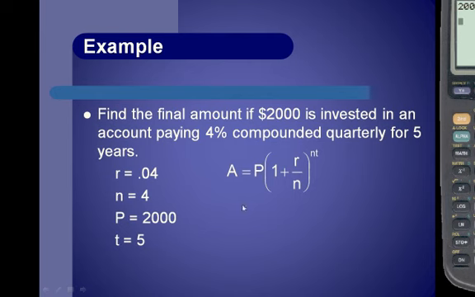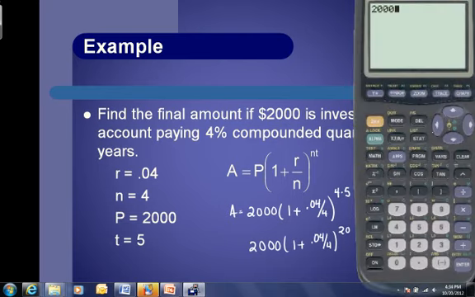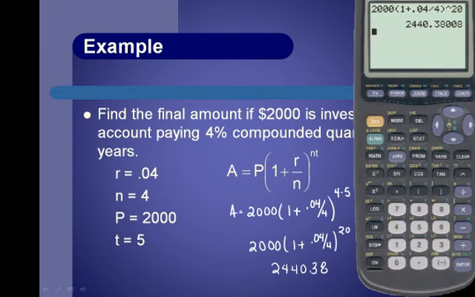Now this time we're going to use the big formula, so we would get A equals 2,000 times 1 plus 0.04 divided by 4 to the power of, it's the number of times per year times the number of years, which is going to be 20. So we would get 2,000 times 1 plus 0.04 divided by 4 to the power of 20. So when we type this in, we're going to get 2,000 times 1 plus 0.04 divided by 4, close the parenthesis, to the power of 20, which would give us $2,440.38.